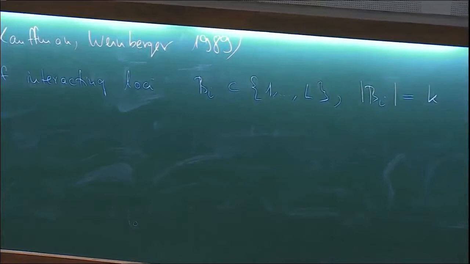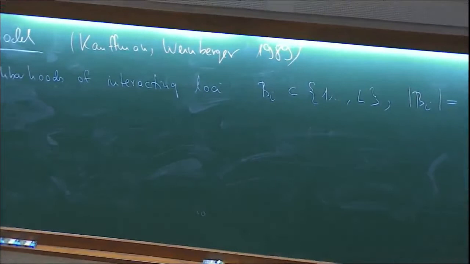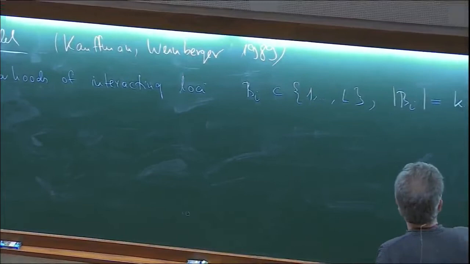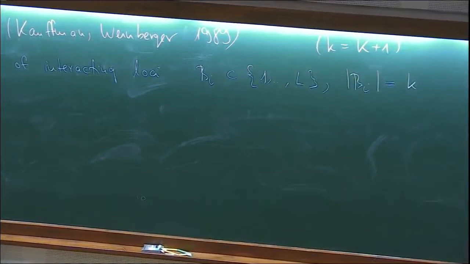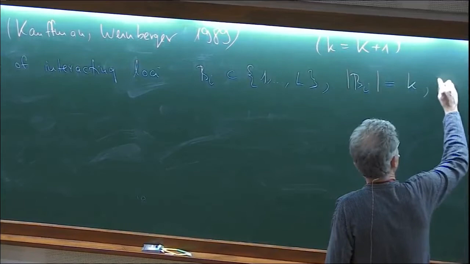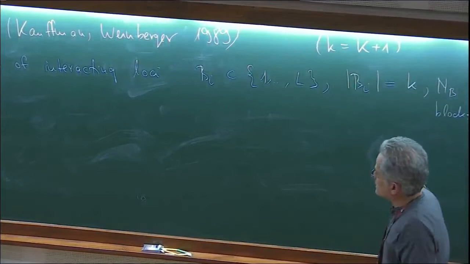I should say the N in Kauffman's original definition stands for what we call L, so this is just the number of loci. Now this is a small k. If you look into the literature, Kauffman uses a big K, and his big K is our small k minus one. Okay, so that's just to confuse people. All these sets have the same size, and there are N_B of those, so the total number of blocks is N_B. Let me give you some examples.